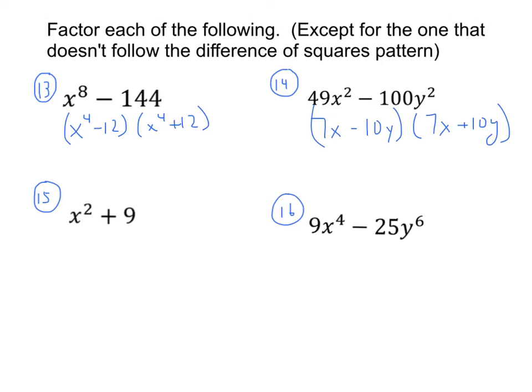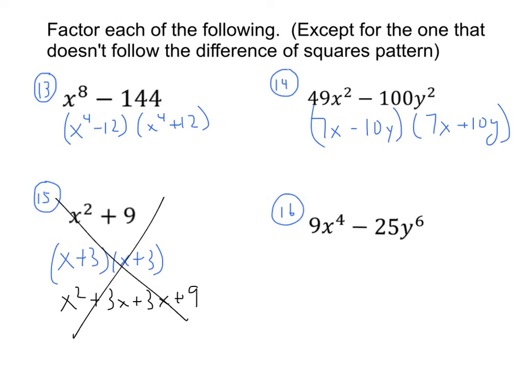This one doesn't work. Some of you might have put this down, x plus 3 times x plus 3. That doesn't follow the pattern. Why? If I were to multiply that out, you get x squared plus 3x plus 3x plus 9, which does not simplify to x squared plus 9. So that one is the one that doesn't follow the pattern. 16, what'd you get for this? You should have gotten 3x squared minus 5y cubed times 3x squared plus 5y cubed.